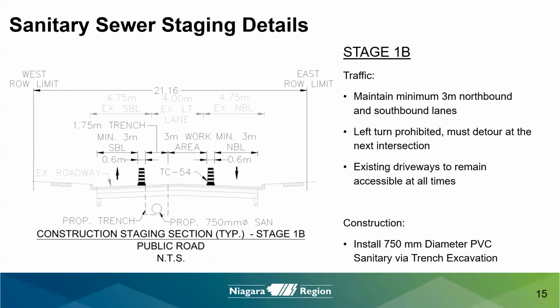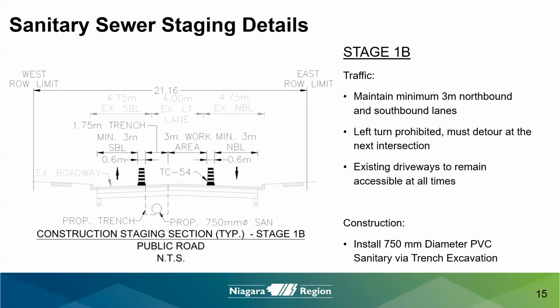For stage 1B, which is from just south of Friesen Boulevard to just north of Alyssa Drive, the sanitary sewer will be staged so that a minimum of 1 3-meter wide northbound and southbound lane is maintained. Driveways will remain accessible during construction.